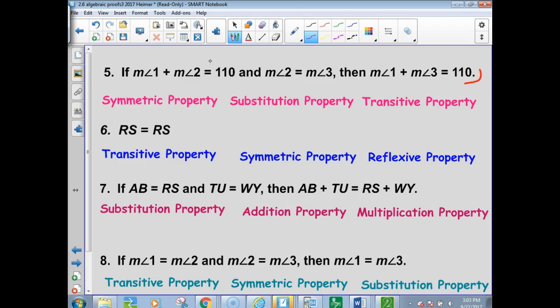All right, so we got some more to identify. Let's see if we can do it. The measure of angle 1 plus the measure of angle 2 is 110. Angle 2 equals angle 3. So the last statement is the first statement with a replacement, which means they made a substitution. What was done is angle 2 got replaced with angle 3 to get that third statement. Okay, so they made a substitution.